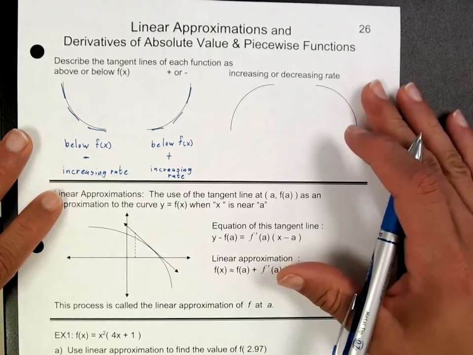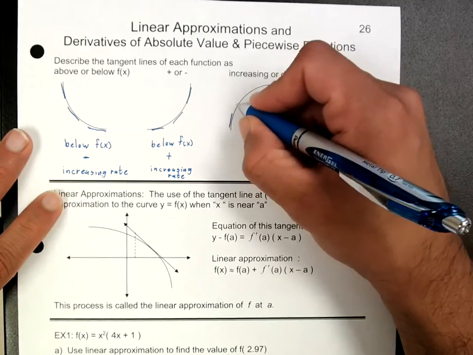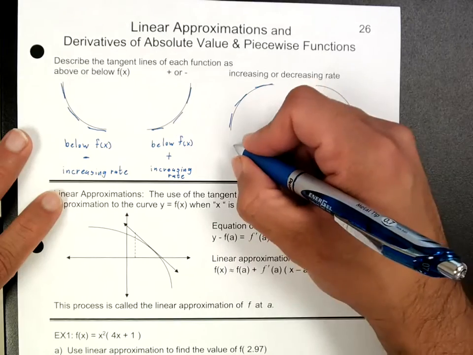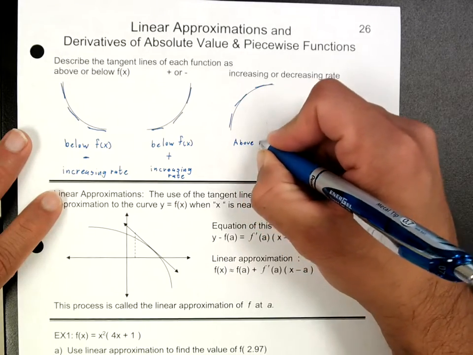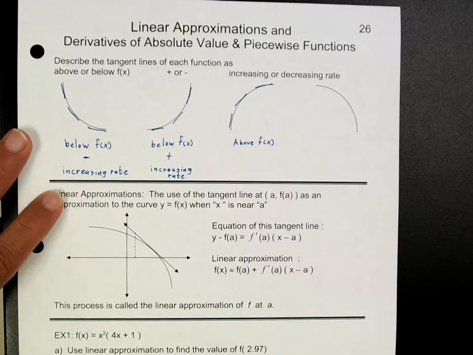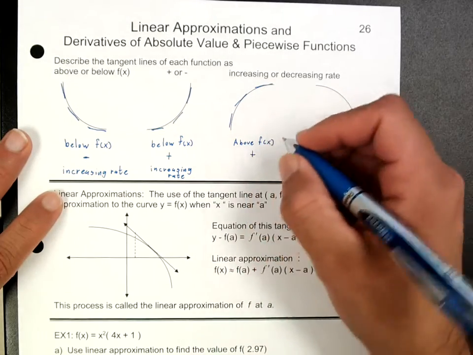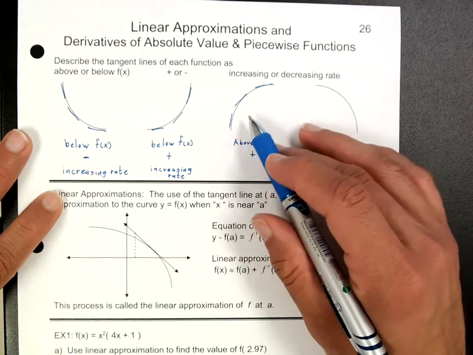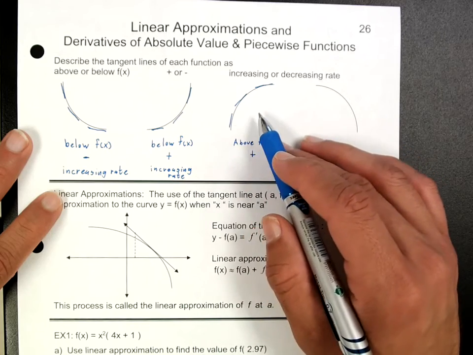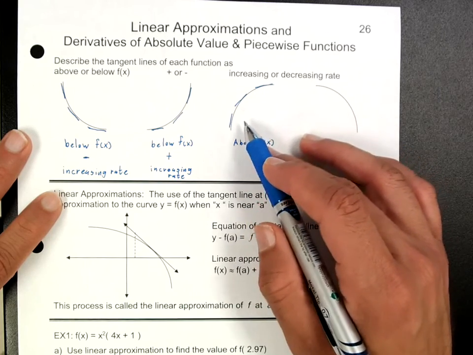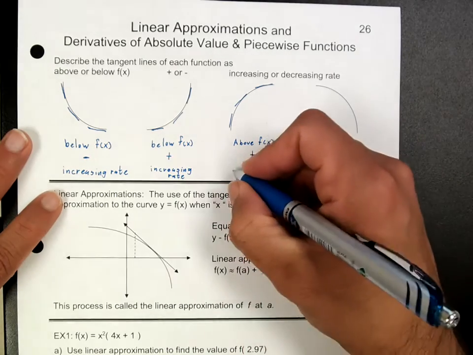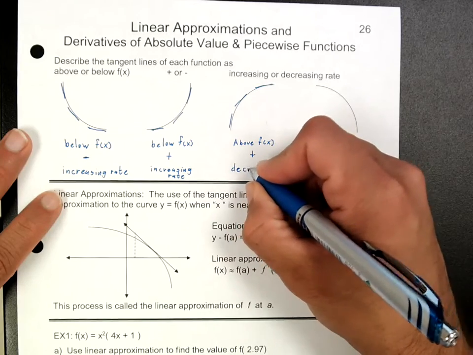Right, on the next one, if I were to draw some tangent lines, that would be above f of x. Notice that the slopes of these are positive. And from left to right, I'm increasing. But on this one, I'm increasing at a decreasing rate. I'm slowing down as I come from left to right. The slopes are becoming a little bit more negative, or they're getting a little more flat. So I'm increasing at a decreasing rate.